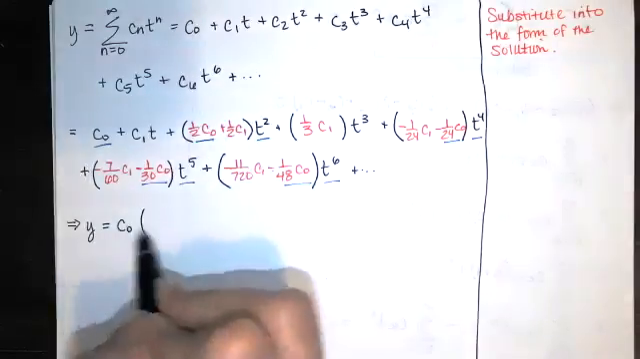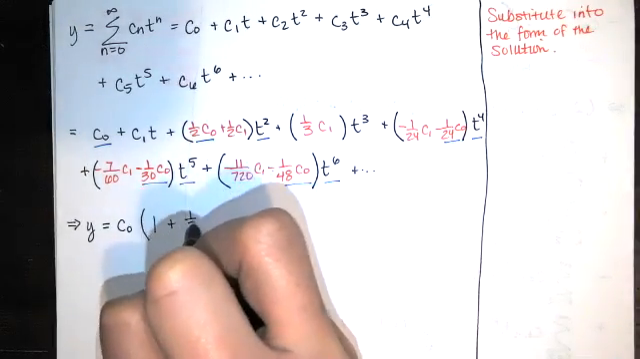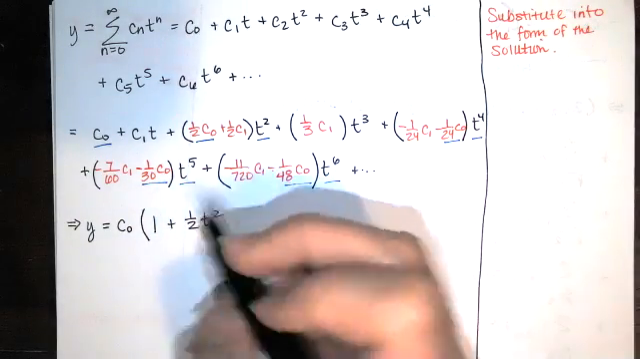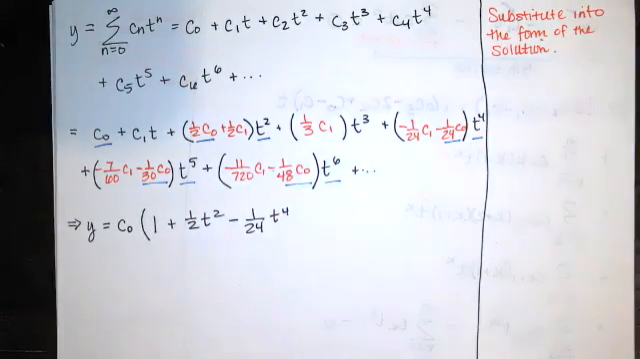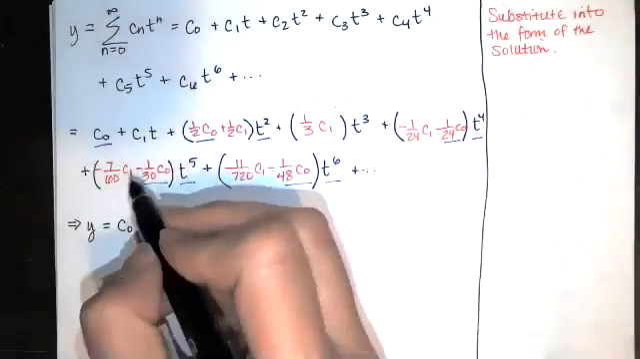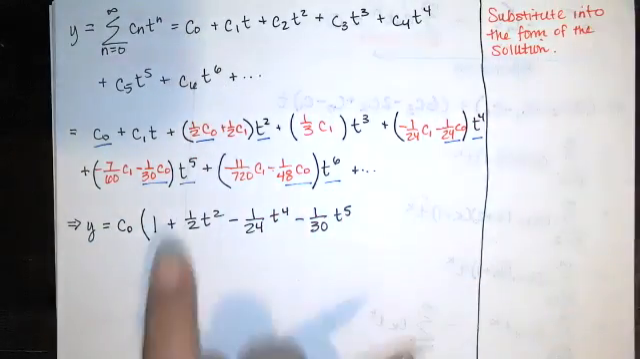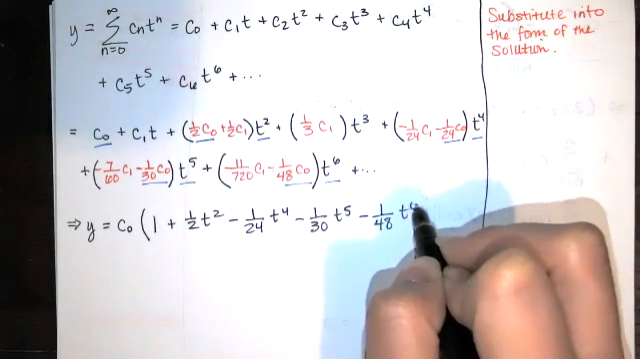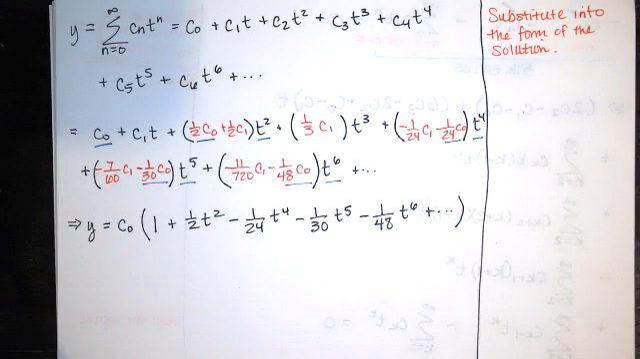So I've got 1 times c sub 0 there, 1/2 t squared times c sub 0. Then you've got a negative 1 over 24 times t to the fourth times c sub 0 minus 1 over 30 times t to the fifth there. And then we have minus 1 over 48 times t to the 6th there. Plus higher degree terms.